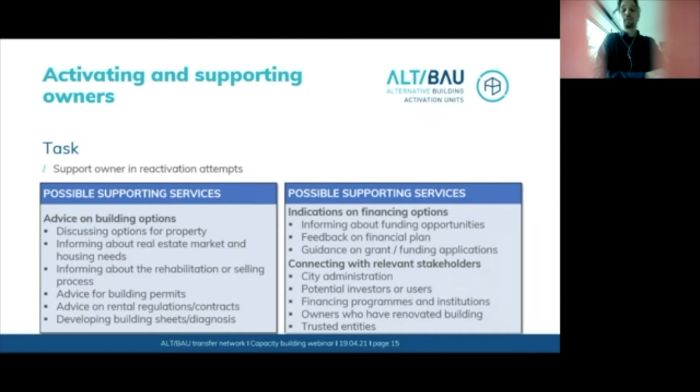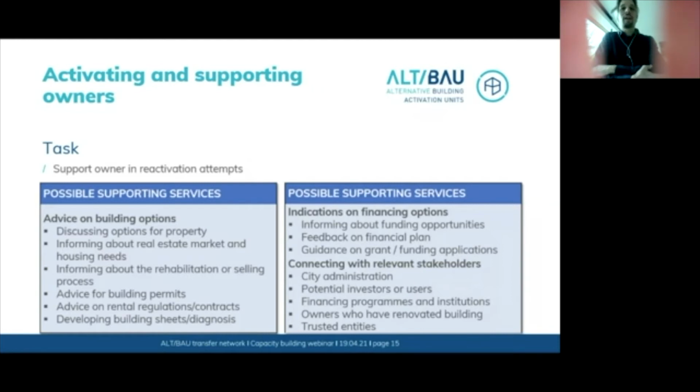Also, it could be a service that if an owner has already successfully renovated a building in your city or in this neighborhood, you can make contact with these owners, so he also gets information from other owners. So these are certain services which you can provide, but of course, when you take a look at our guidebook, you will find further services which can be done to support the reactivation of vacant buildings.